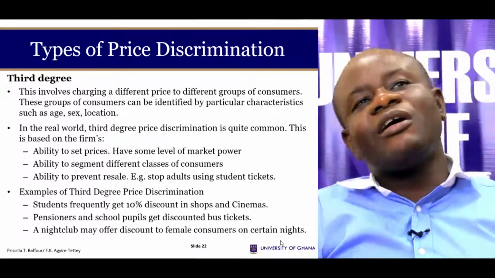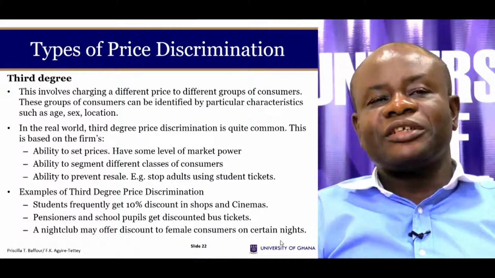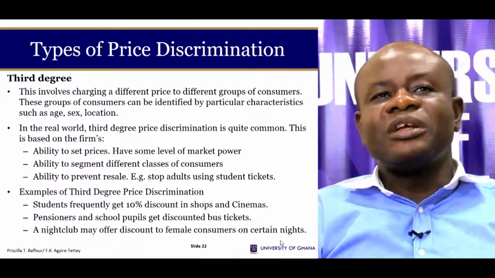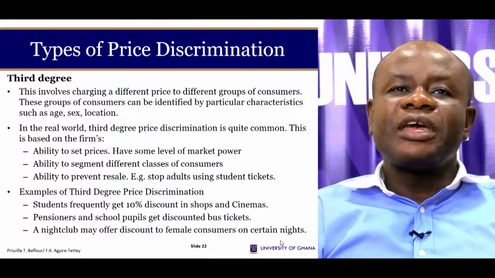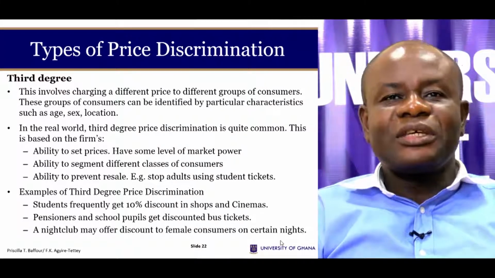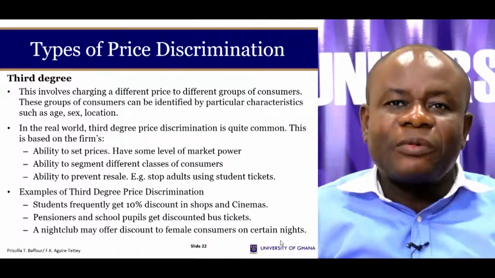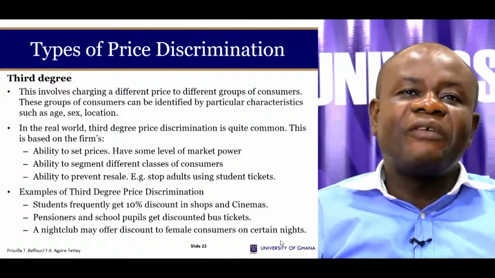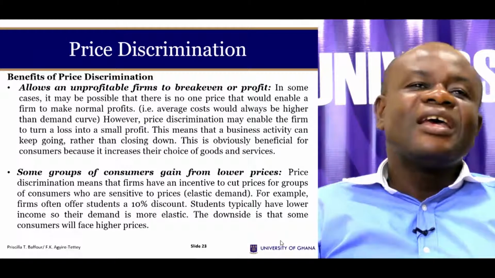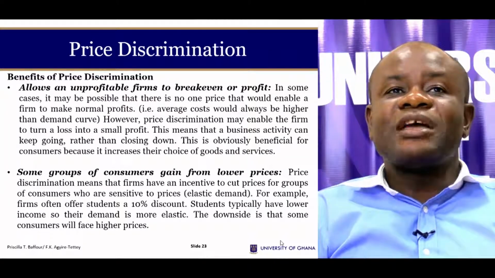Then the last type of price discrimination is the third degree price discrimination. In this case, the monopolist discriminates on the basis of age, sex, location, and other characteristics. And also here, part of the consumer surplus is taken away. And there are various examples that are provided in the slides.